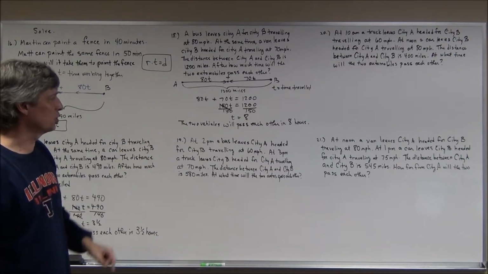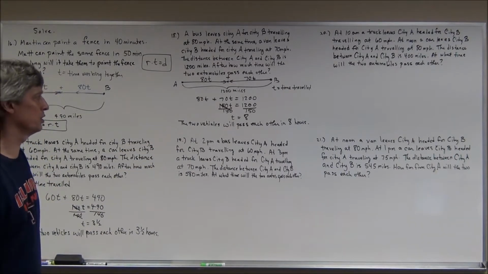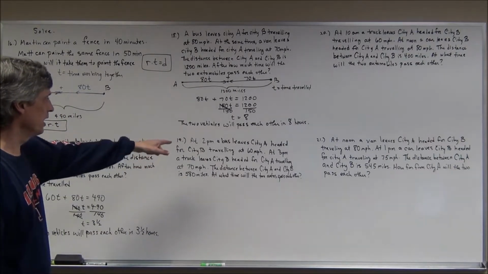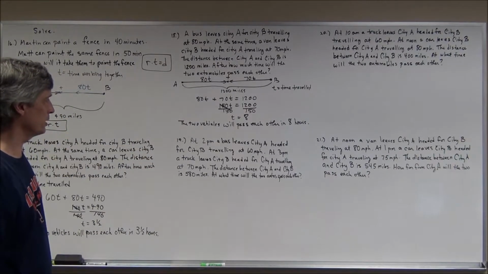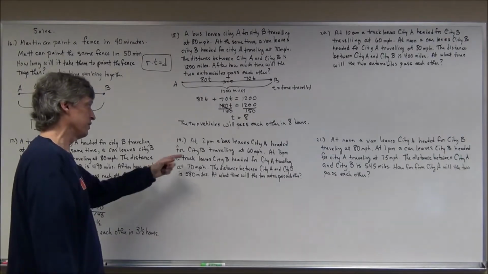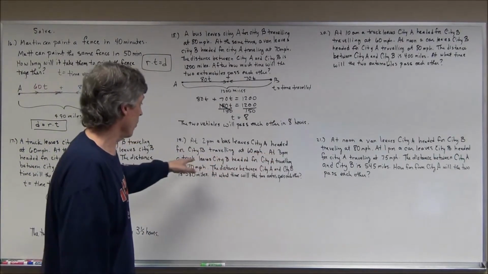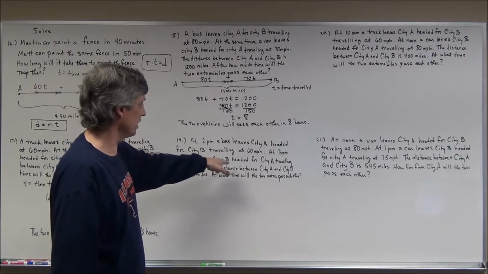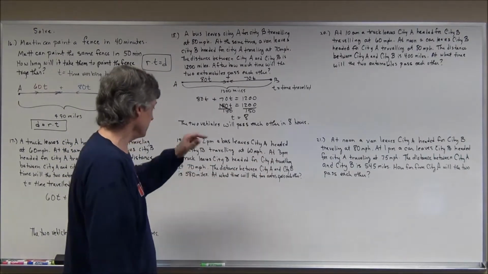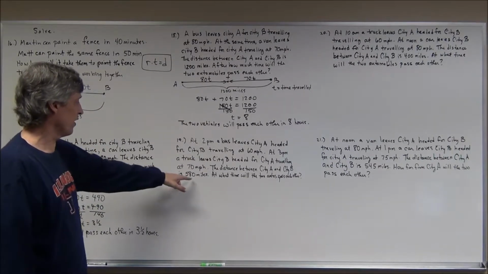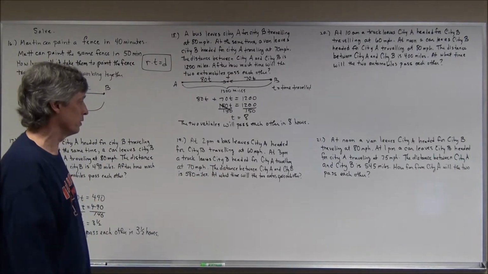Now problems 19 and 20 have a little twist to them. So does 21, but 21 states the question differently. It says, at 2 p.m. a bus leaves City A headed for City B traveling at 60 miles an hour. At 3 p.m., an hour later, a truck leaves City B and heads for City A traveling at 70 miles an hour. The distance between City A and City B is 580 miles. At what time will the two automobiles pass each other?